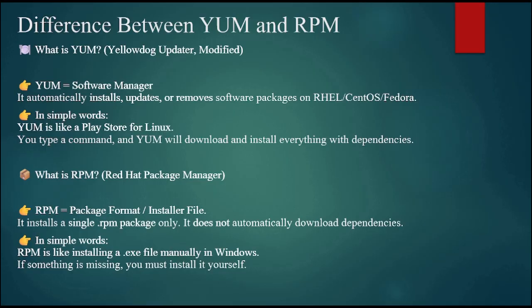So what about RPM? RPM is the Red Hat Package Manager. RPM is a package format or installer file. It installs a single .rpm package only. It does not automatically download dependencies. In simple words, RPM is like installing a .exe file manually in Windows.